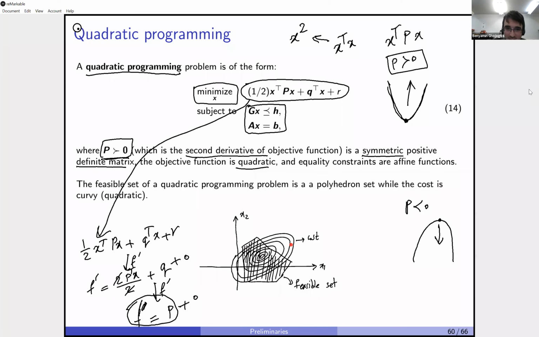So here again, the cost, as you see, when we are talking about a bowl, it's a quadratic form, right? We already talked about it. So the cost is quadratic. However, the feasible set, the constraints are linear. So the feasible set is a polyhedron again, right? Like this. It says I'm here, I'm here, I'm here, something like that. So this is quadratic programming.